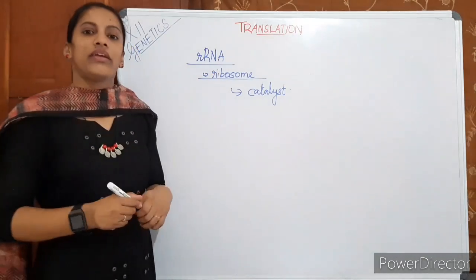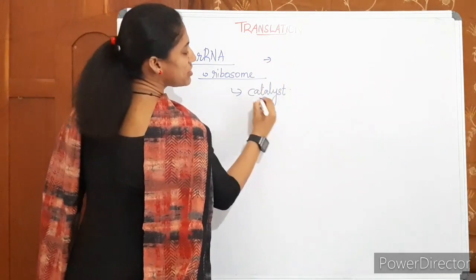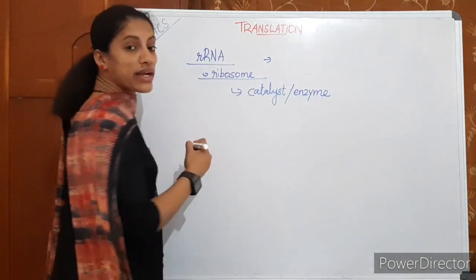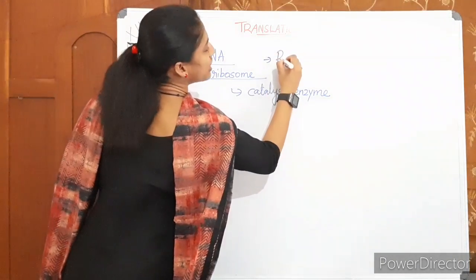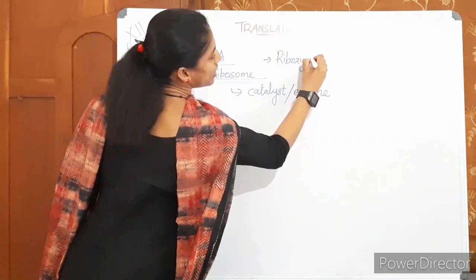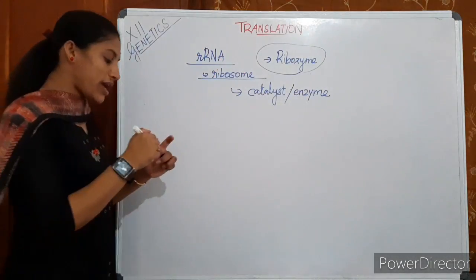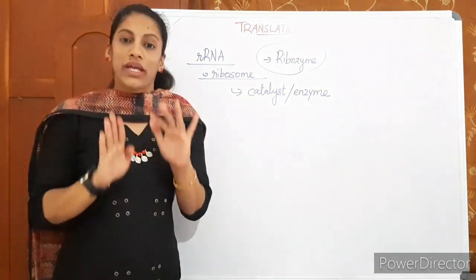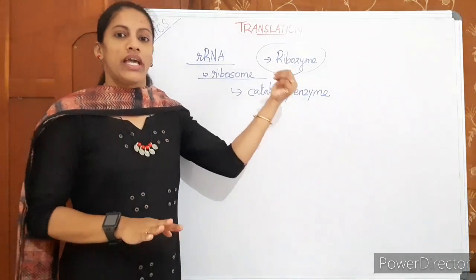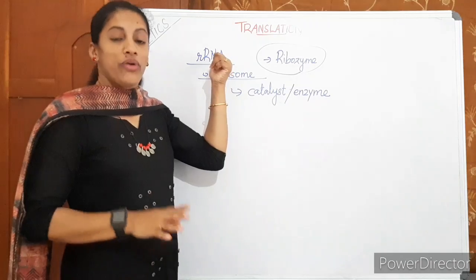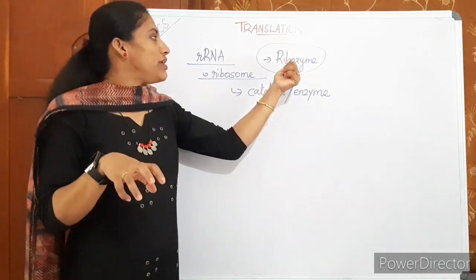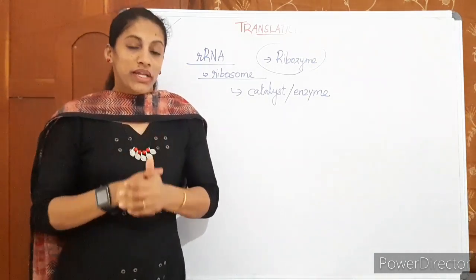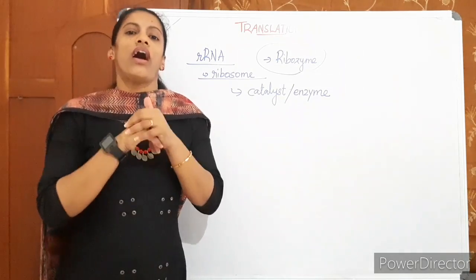What does a catalyst mean? A biocatalyst is an enzyme. When rRNA acts as an enzyme, it is known as a ribozyme. So keep this word in mind: ribozyme. What is a ribozyme? Most enzymes are proteins. Enzymes are made up of protein. But here we have discussed that enzymes can also be made up of RNA. When an RNA functions as an enzyme, it is known as a ribozyme. Chemically, ribozymes are not protein but RNA.